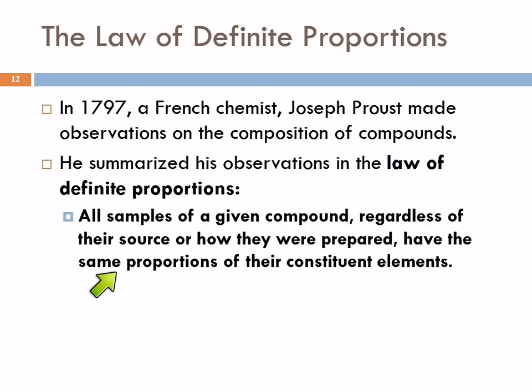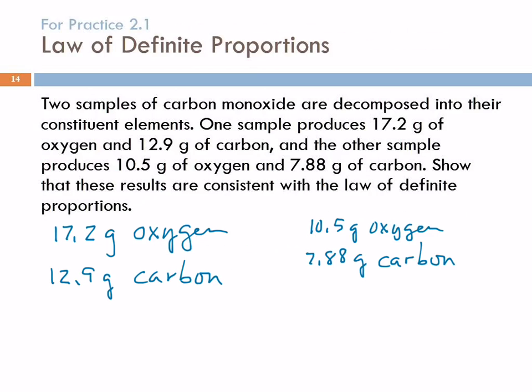All samples have the same proportions of their constituent elements. So what that's telling us is the ratio of oxygen to carbon, you could do it the other way too, carbon to oxygen, in one sample should be the same as the ratio of oxygen to carbon in the other. So I'm just going to take this and divide both sides here. I'm going to find out what the ratio in the first sample is. 17.2 divided by 12.9.